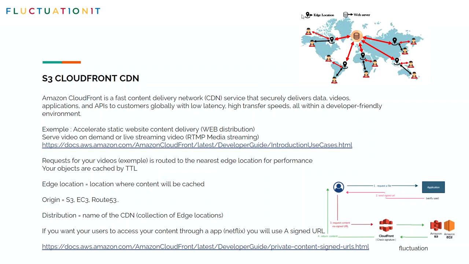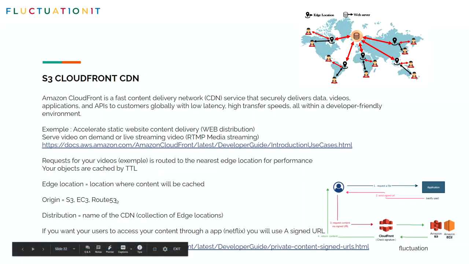After that, the origin is where your documents and your videos are, so it can be S3, EC2, and Route 53. Remember that Route 53 is like DNS. And then you have the distribution. The distribution is the name of the CDN. It's a collection of edge locations. A collection of locations is a distribution.